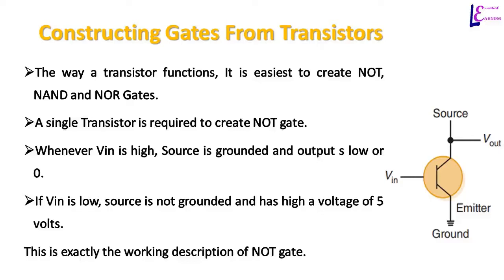Whenever input voltage is high or 1, source is grounded so that output becomes low or 0. If input is low or 0, source is not grounded, so it produces output of 5 volts, which is considered to be 1 in digital computers.